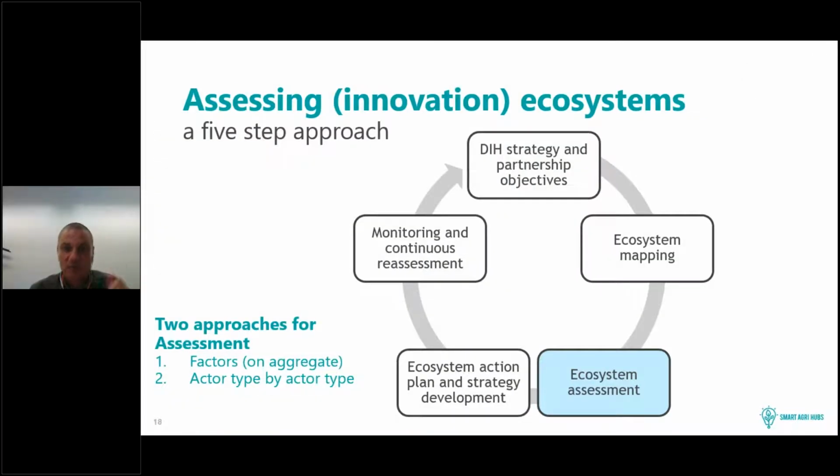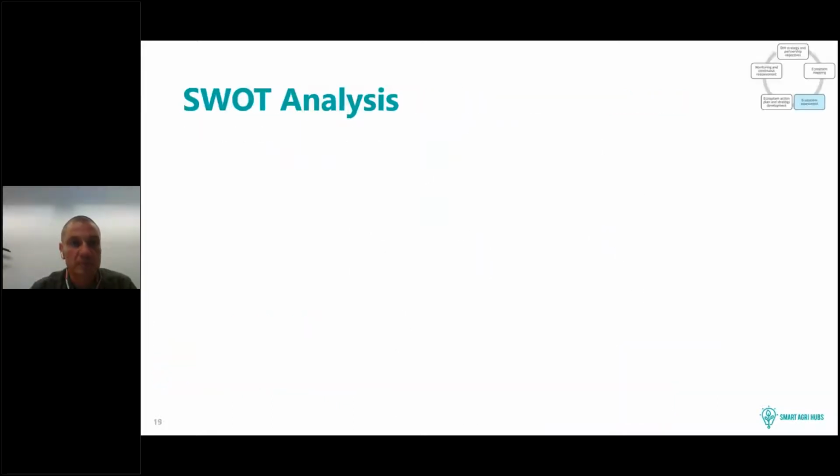Okay, step 2, ecosystem assessment. There are basically 2 approaches for ecosystem assessment. One would be to do it on factors: first doing the whole exercise and then looking at that as a whole, strengths and weaknesses. Or you can consider strengths and weaknesses actor type by actor type. So that's a different approach. I think the latter is a little bit more tedious and more intensive, but I'll explain both of them.